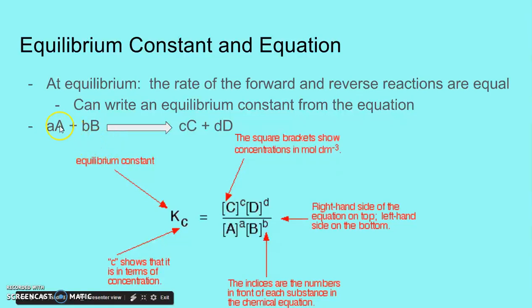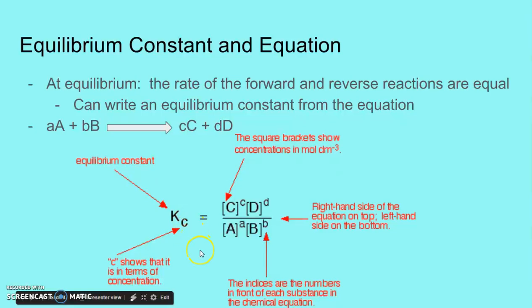Here's a basic equation. You have A plus B yields C plus D. And there are going to be numbers in front of those, the coefficients. So the coefficients are represented by the little a, the little b, the little c, the little d. If there is no number there, you know it's 1.